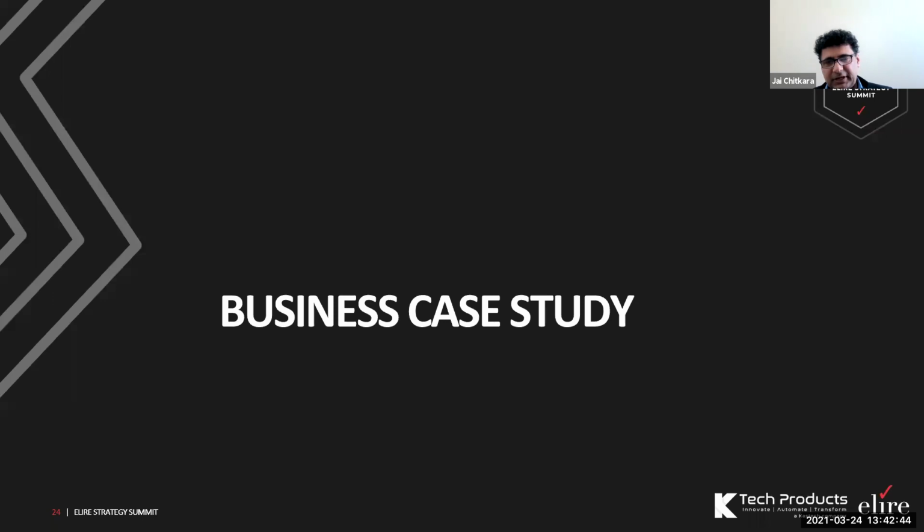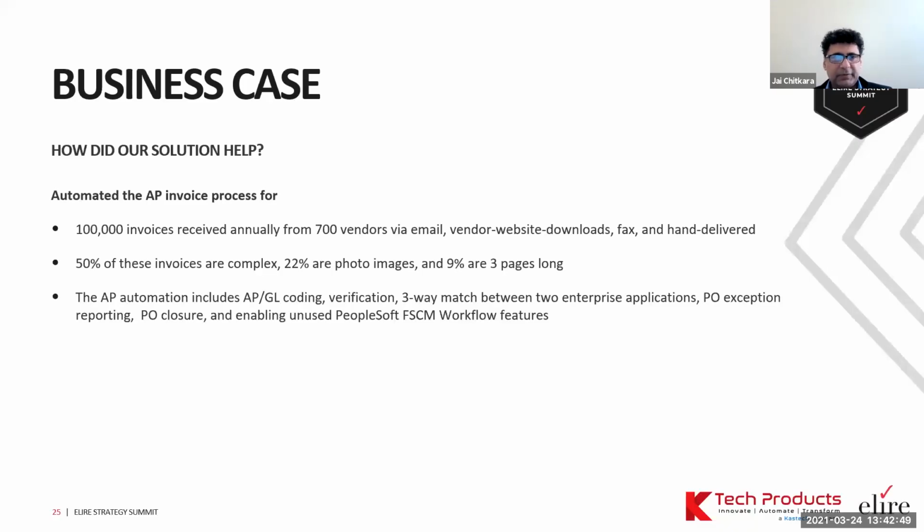Let me share some results, the numbers, and this is I think the last slide before we open up for Q&A. The business case is that we've been talking about a 100,000 invoice example, and about 700 vendors, which come through emails, vendor website, fax, hand delivered. That type of complexity we had. Now, 50% of these invoices were really complex, meaning it could be 3 pages, or multiple invoices in the same PDF. Many times people will just combine 3-4 invoices and send you one.